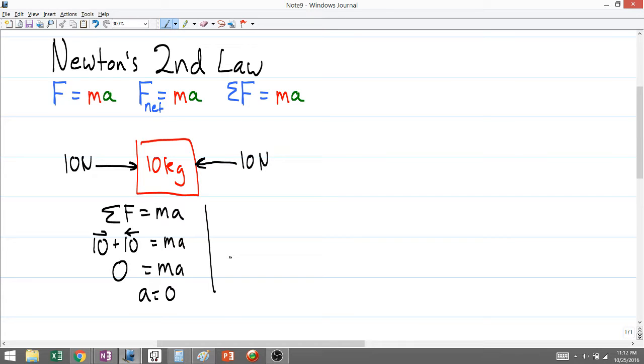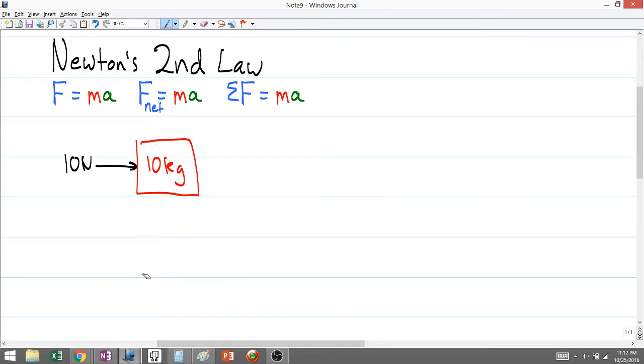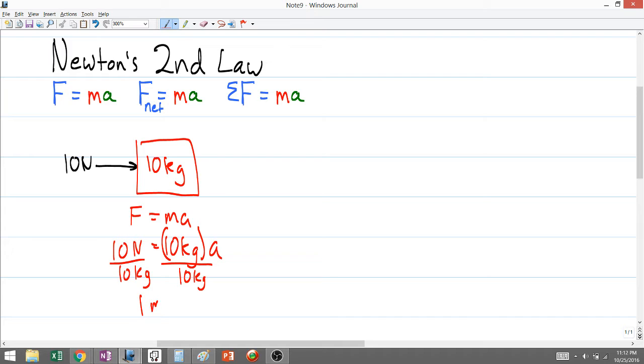But what if we only had one force? So now let's say sum of forces equals ma, or F equals ma, where our force is 10 newtons and our mass is 10 kilograms, and we're solving for acceleration. Here we can see if we divide both sides by 10 kilograms, we get 1 meter per second squared is equal to acceleration. And since our force is to the right, our acceleration is going to be to the right as well.